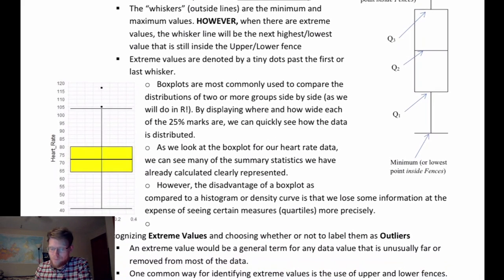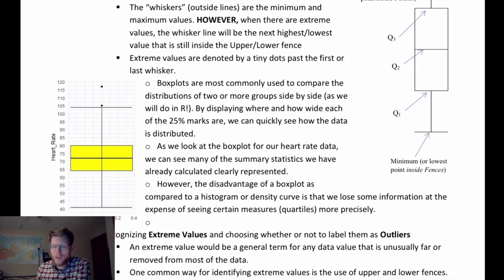So one thing to note, though, about box plots is representing what we call extreme values, or you might call them outliers. And that is when we have data points that are abnormally far from the rest of the data. And so box plots usually represent those as dots outside the highest or the lowest whisker. So here we have 2 data points in the heart rate data that are so far away that we want to note them separately.